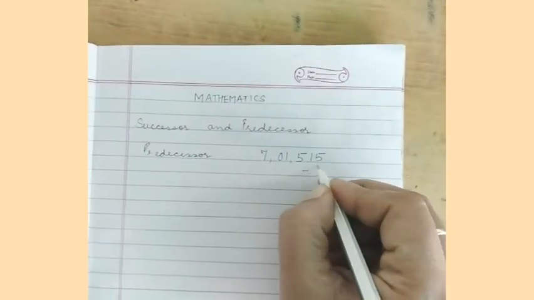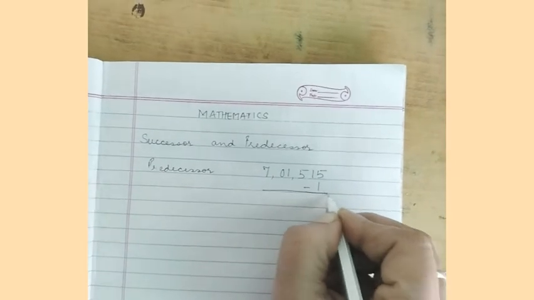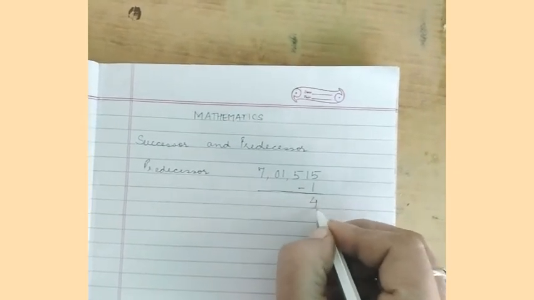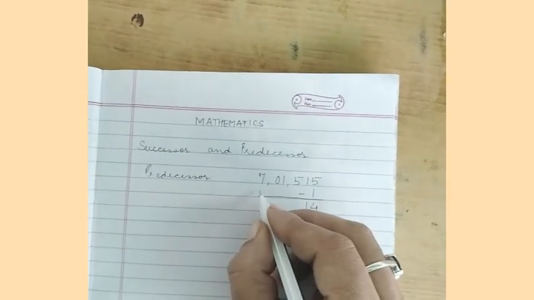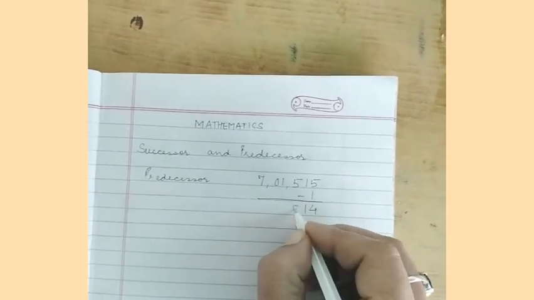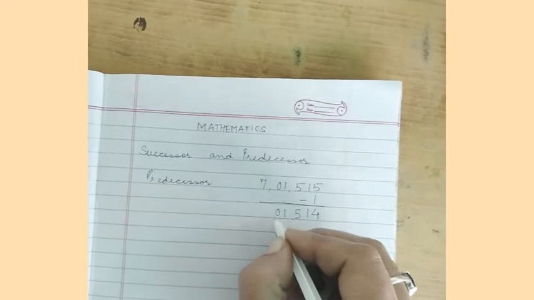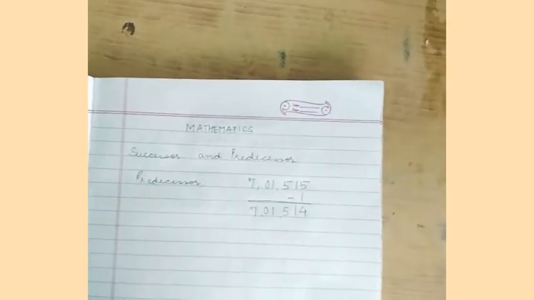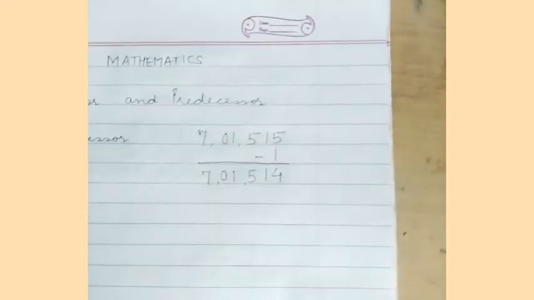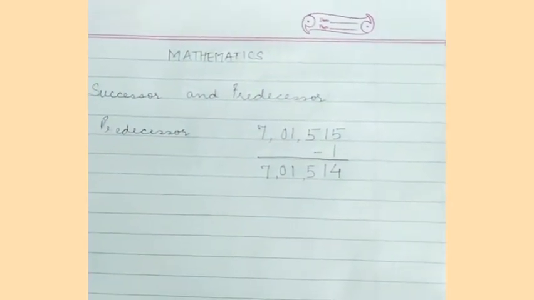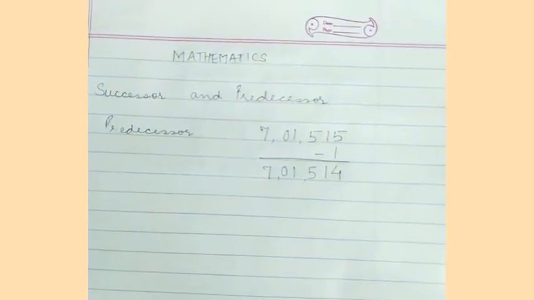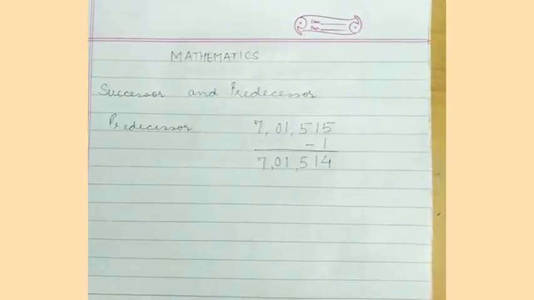So what will we do here? We will simply subtract 1. 5 minus 1 is 4. Then comes 1, since we have no number below it, and similarly it goes for the other digits also, so we will just copy them down as they are. So the predecessor of 7,01,515 is 7,01,514.